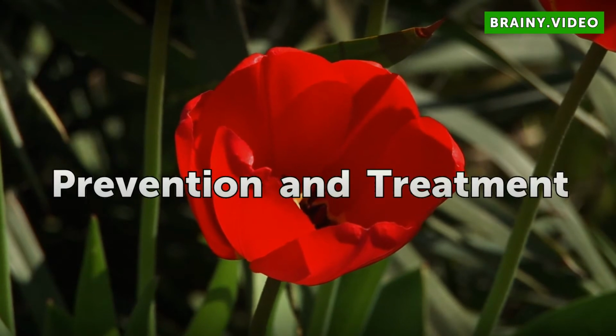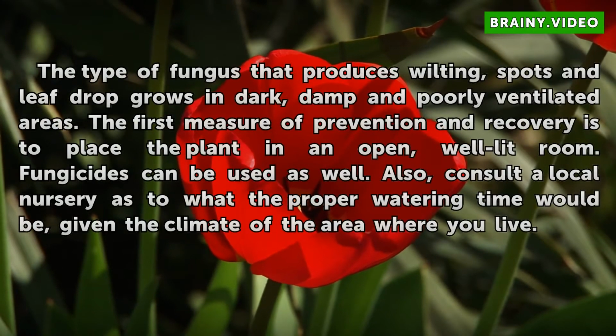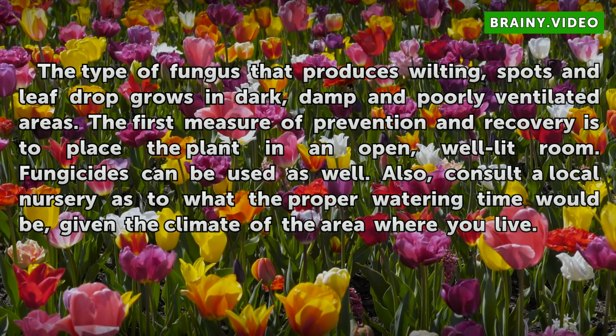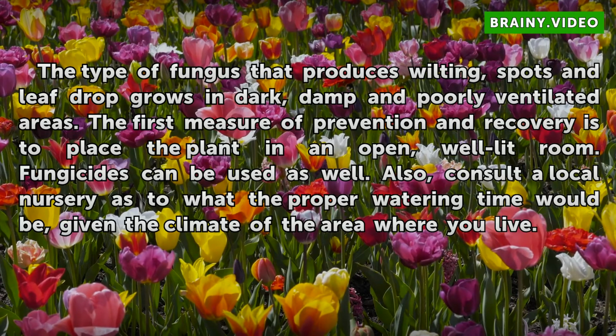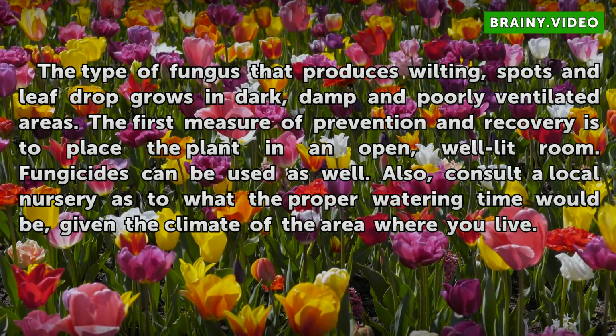Prevention and treatment. The type of fungus that produces wilting, spots and leaf drop grows in dark, damp and poorly ventilated areas. The first measure of prevention and recovery is to place the plant in an open, well-lit room. Fungicides can be used as well. Also, consult a local nursery as to what the proper watering time would be, given the climate of the area where you live.